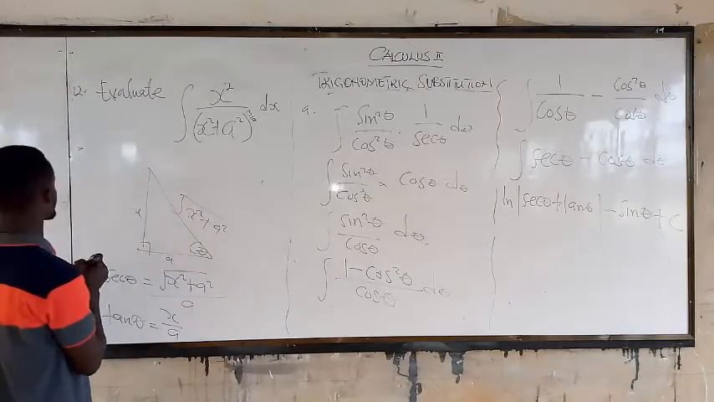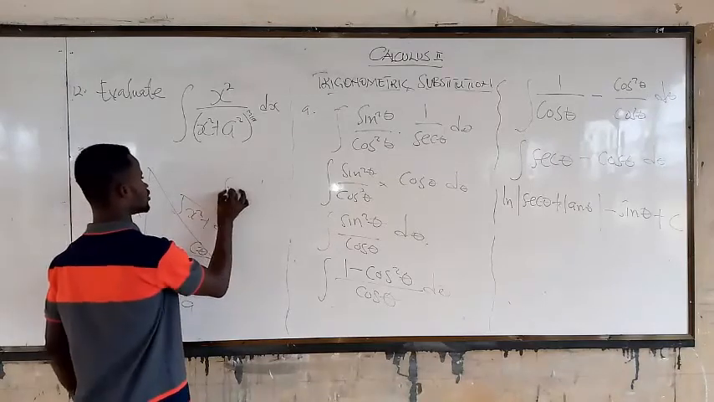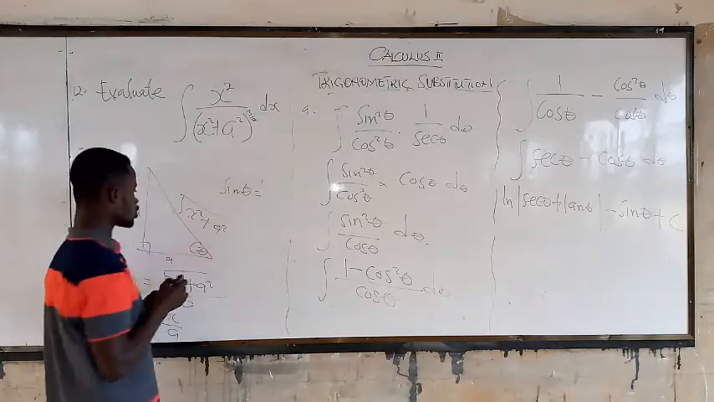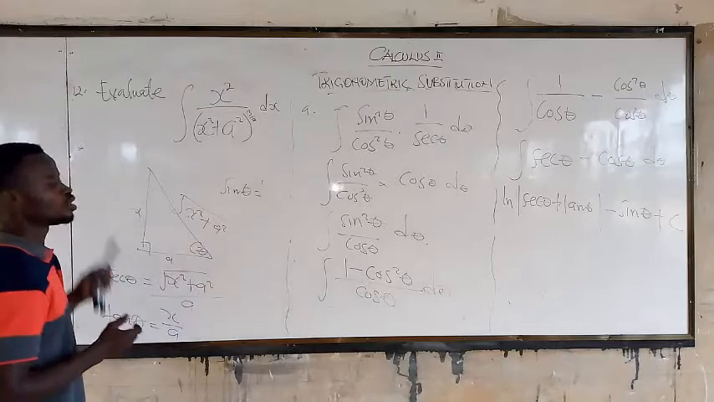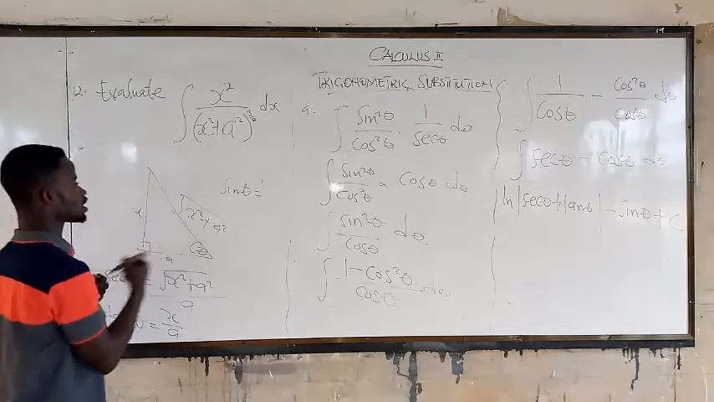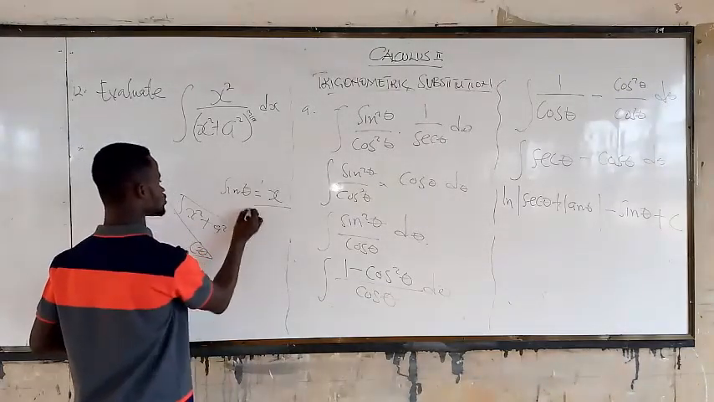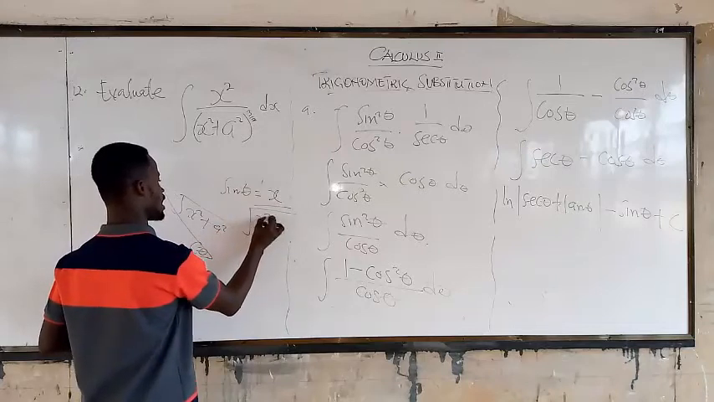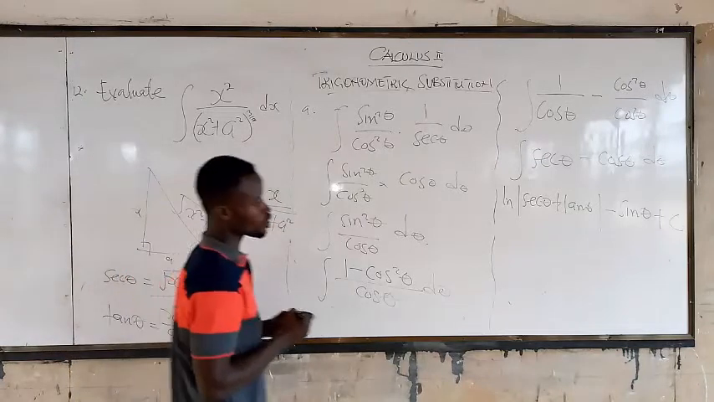Very good. Sine theta is also equal to the opposite over the hypotenuse. So you get opposite s over what? s squared plus a squared.